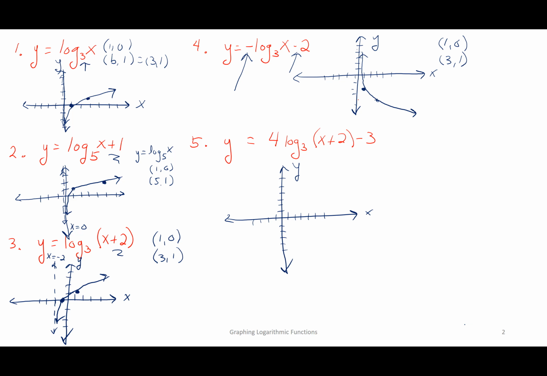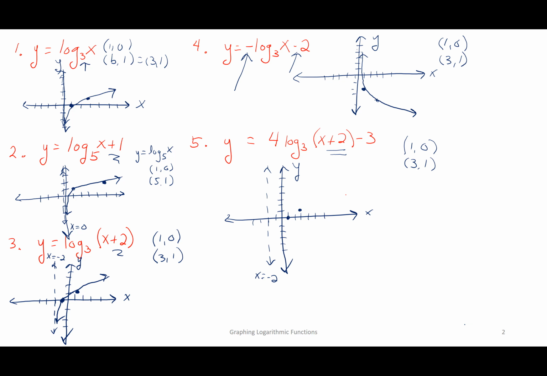The last one here is a little bit more complicated than the other two, but I think we can do it. A couple things to think about here: we have a +2, which tells us our asymptote is going to move to the left. So I'm going to draw in the new asymptote, x equals -2. By drawing that in, I know where the asymptote will be. We're also going to do our parent function here, right, which is 1, 0 and 3, 1. So we have 1, 0 and 3, 1.